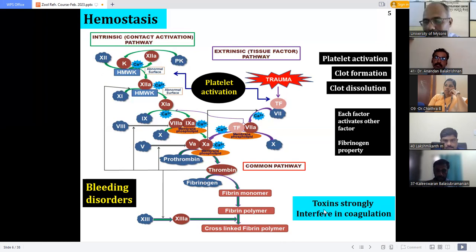And I also already mentioned many of the toxins strongly interfere in the coagulation process. So the toxins may interfere in the intrinsic pathway, the extrinsic pathway, or the common pathway. The common pathway involves the tenase complex formation only and thrombin generation. And later, the fibrinogen is independent. So we have fibrinogen and fibrin. Toxins may even act on fibrinogen as well as fibrin and interfere in the process of clot formation.